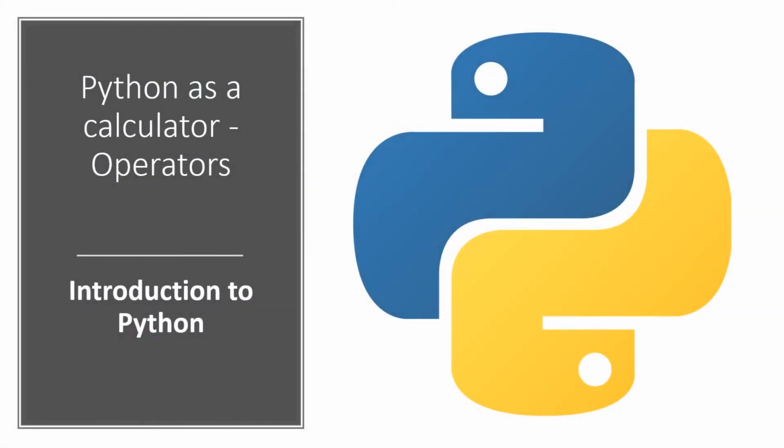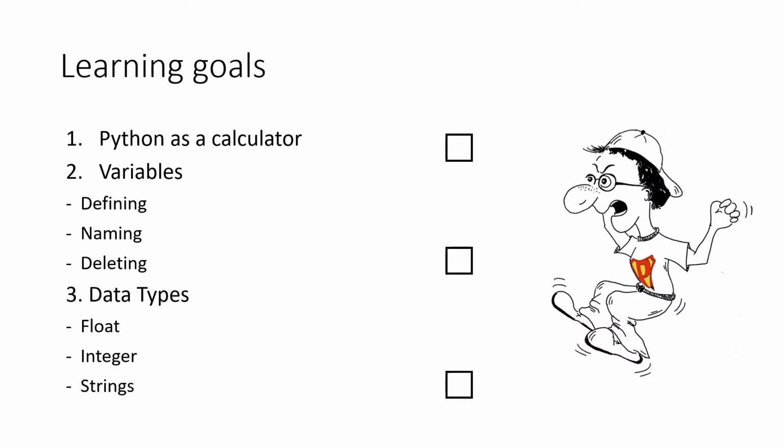Today, in our first lesson of the Python introduction course, we will focus on how we can use Python as a calculator, and specifically, how we can use the operators to make simple calculations. The learning goals for the first part of the introduction course are how we can use Python as a calculator, then how we can define, name, and delete variables in Python, and finally, what kind of data types those variables contain. In our case, it's floats, integers, and strings.